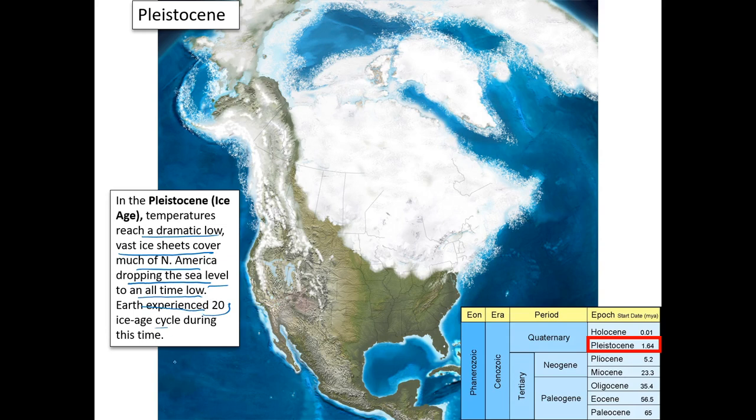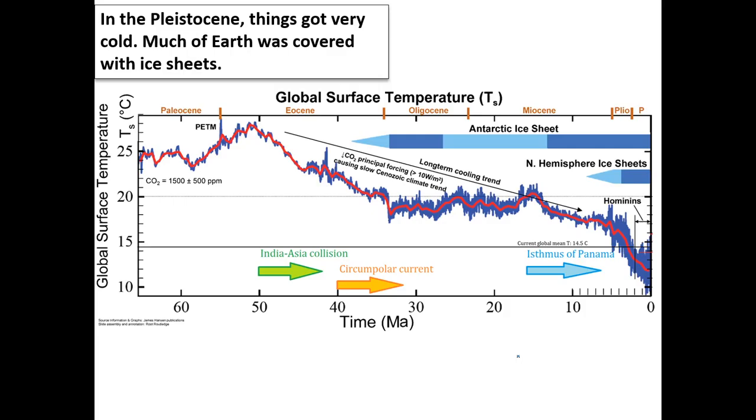So the ice would melt and recede, and then the opposite of recede would be advance. The glaciers would recede and advance, recede and advance, recede and advance. 20 cycles of this during the Pleistocene, which lasted about 1.6 million years. We call these glacial and interglacial periods. So in the Pleistocene, things got very cold. Much of Earth was covered with ice sheets.